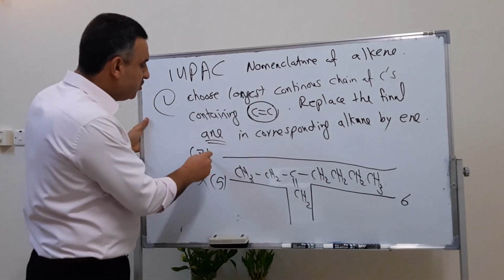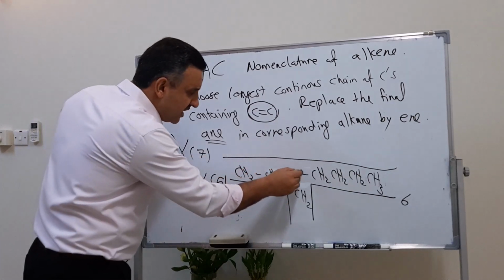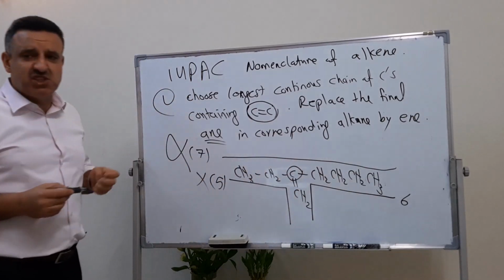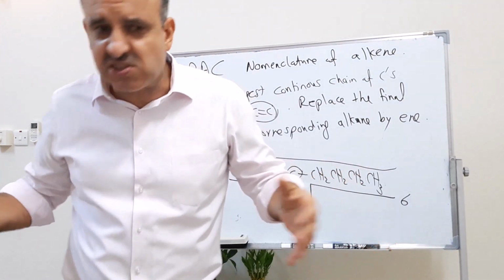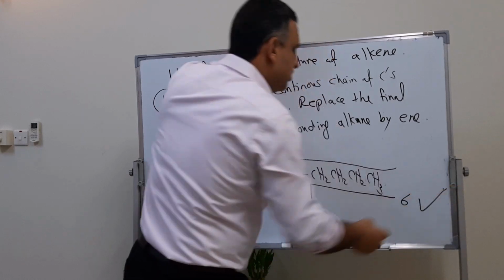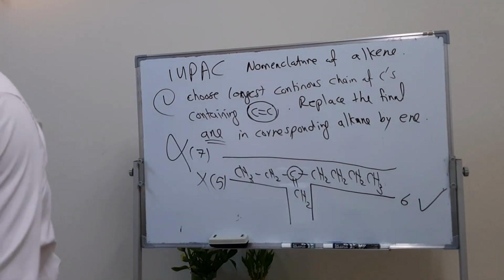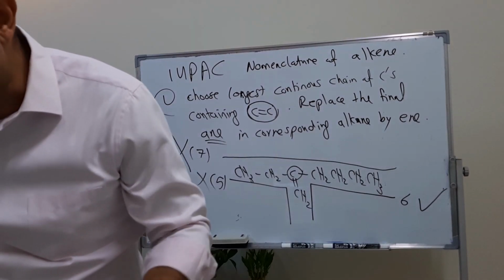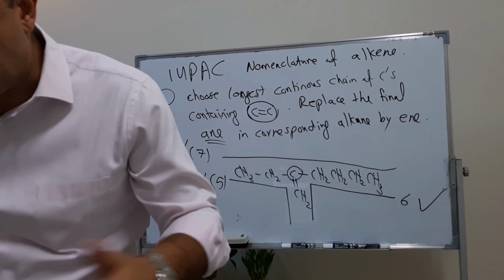Now, if you choose 7, this is definitely wrong, because 7 contains only one of the 2 carbons of the functional group, which means definitely this is wrong. That's why the correct longest continuous chain of carbon atoms must be number 6 rather than 7. Is that clear, guys? How to choose the longest continuous chain of carbon atoms?